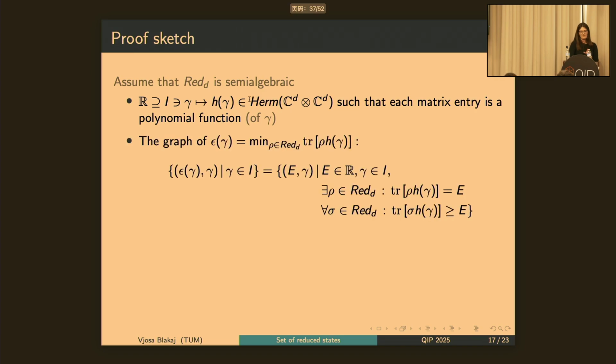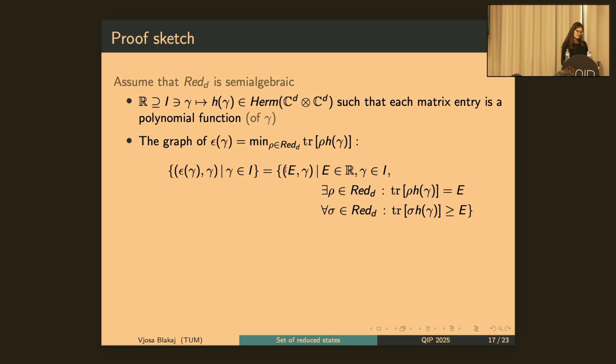And since we have this dependence of H on gamma, then of course also our ground state energy density function depends on gamma. So before I mentioned what an algebraic function is, but we will also need what a semi-algebraic function is. So if we know that the graph of a function is a semi-algebraic set, then the function is going to be semi-algebraic. So this is what we do here. So we study the graph of the ground state energy density.